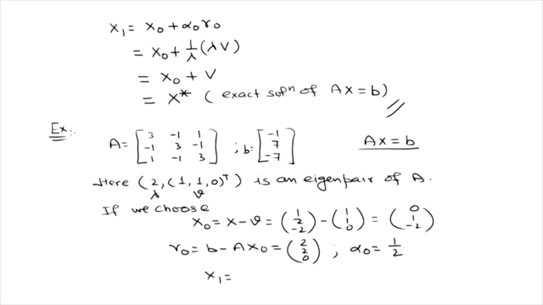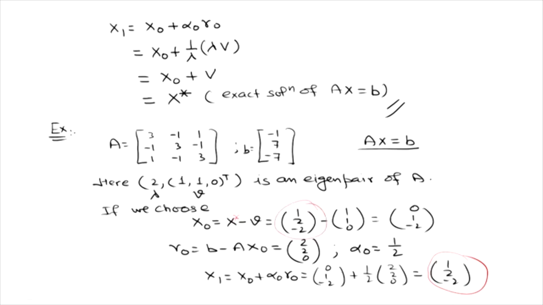So, what is x 1? x 1 is x 0 plus alpha 0 r 0, where x 0 is 0 1 minus 2 plus 1 by 2 into 2 2 0, which is 1 2 minus 2, and that is the same as the exact solution x star. So, by this example we have verified the result given in the theorem, that the steepest descent method will converge in just one iteration.